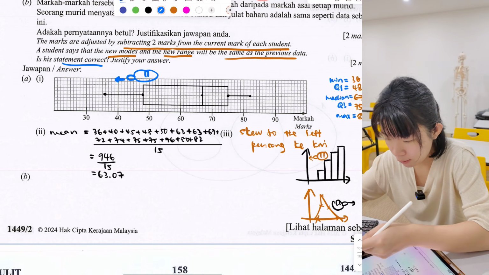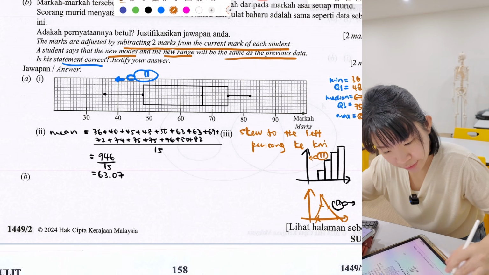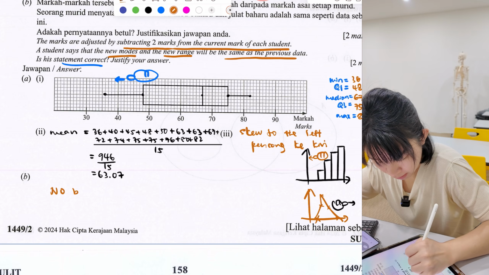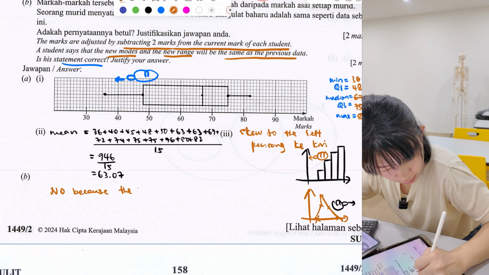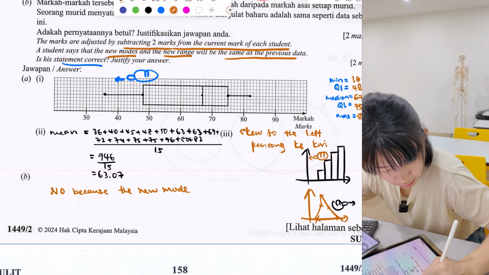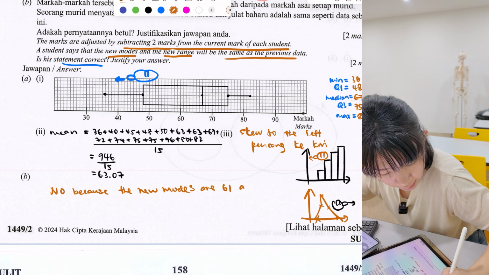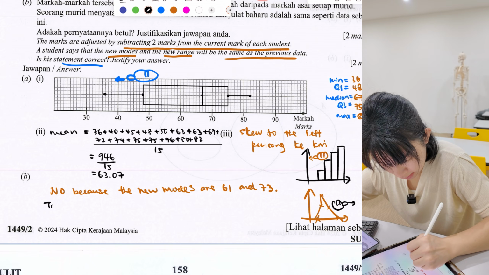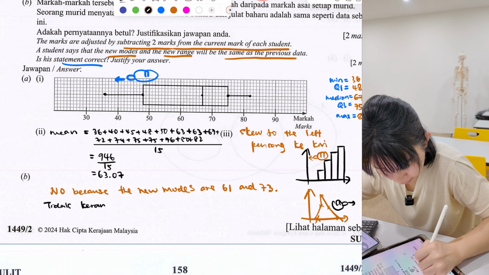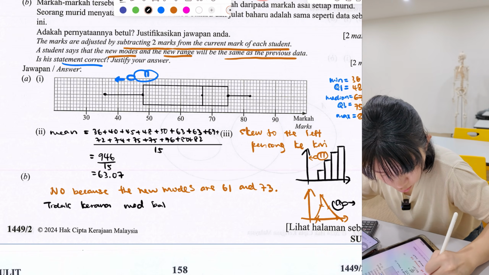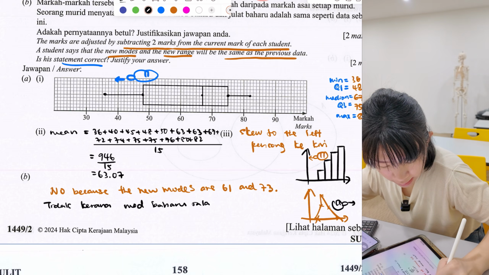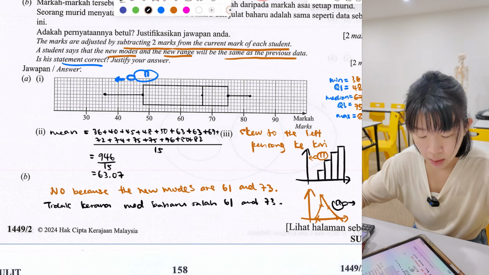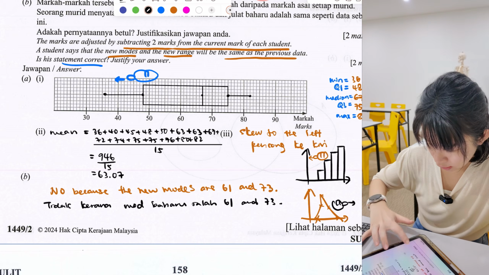Okay, so let's write it down. Justify your answer. So we say no, because the new modes are 61 and 73. Okay, it's not the same. Answer is tidak, kerana mod baharu ialah 61 and 73. Okay, so done. Let's go to the next one.